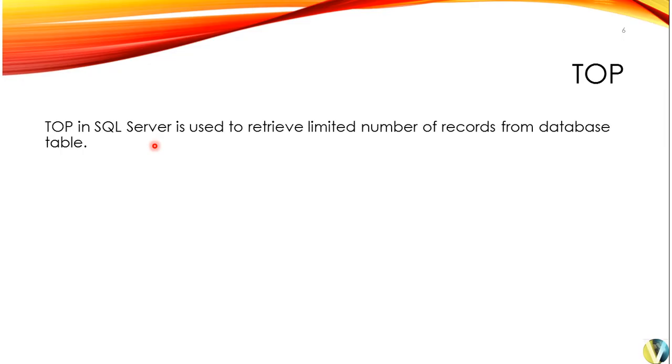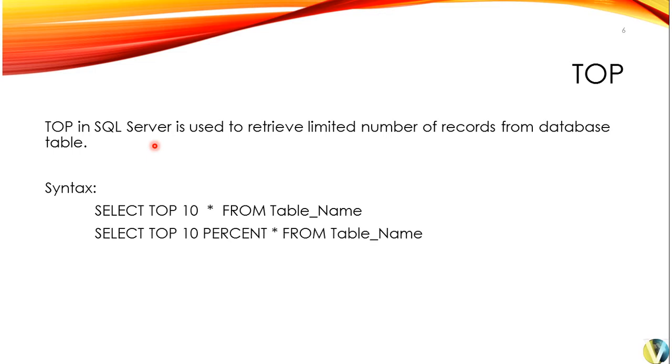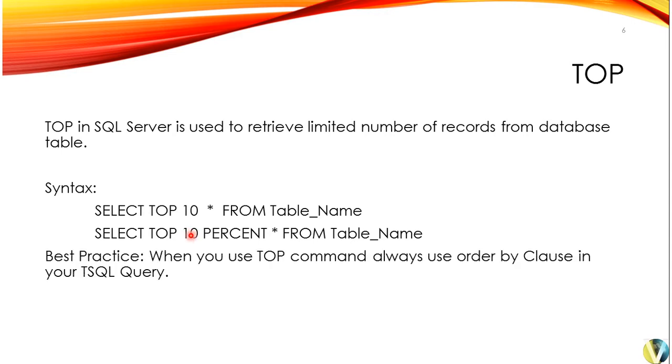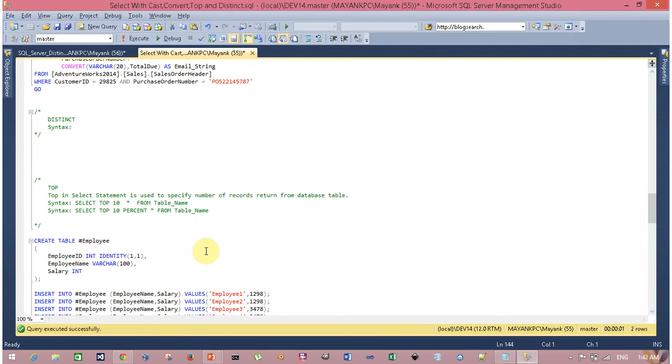Now how to use TOP and what is TOP? TOP in SQL Server is used to restrict the number of records returned by a SQL query. And how to use it? Here is the syntax. SELECT TOP number of records you want, column list, FROM table name. You can also use PERCENT, and here is the syntax. SELECT TOP 10 PERCENT column list FROM table name. Here you can put any number. Okay, so let's try. Here comes best practice.